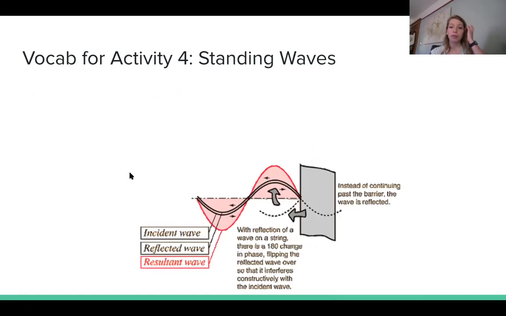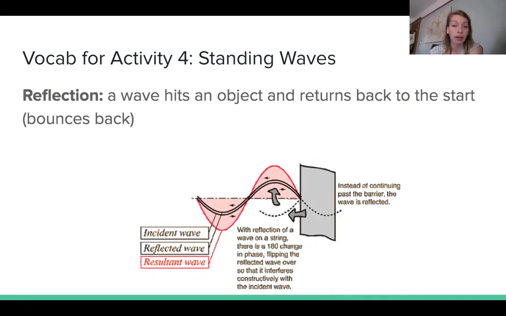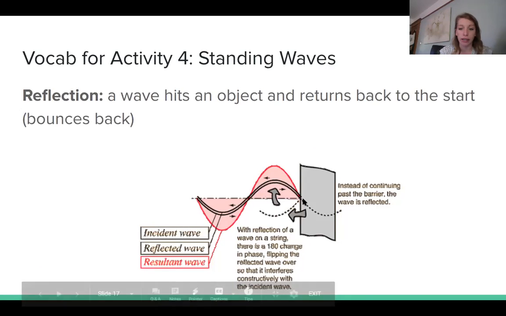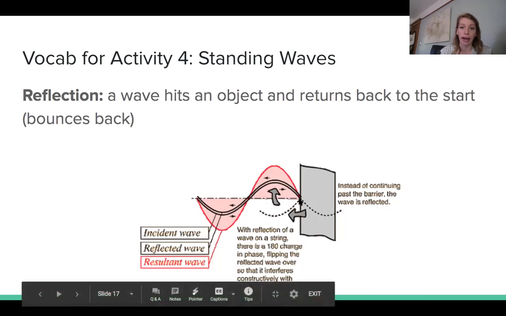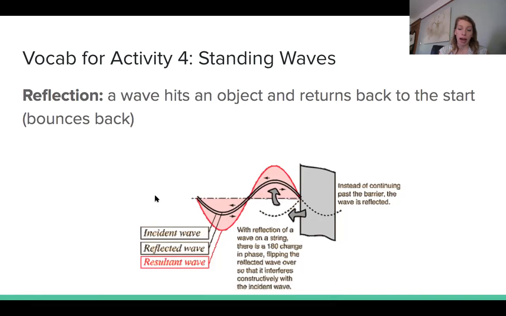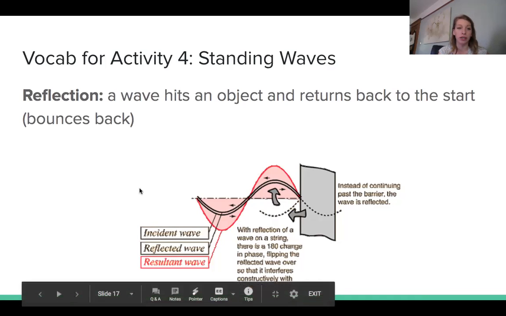There are going to be a couple more vocab words, and I'm not going to spend too much time on this because you are going to be getting it in your lessons. But we're also going to be looking at standing waves in activity 4. Standing waves have a couple of aspects. First, a reflection is looking at when you have a wave traveling and it hits an object, like a wall or something like that, and if it's able to bounce back, how does it return after that moment? You're going to be looking to see, does it bounce back in the same direction, or does it flip and go in the other direction?